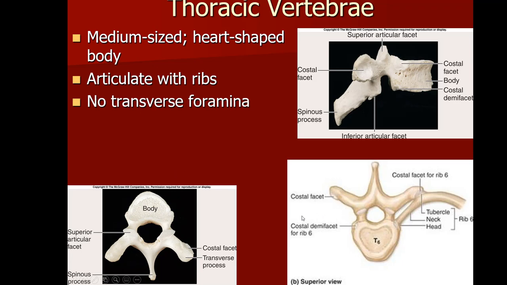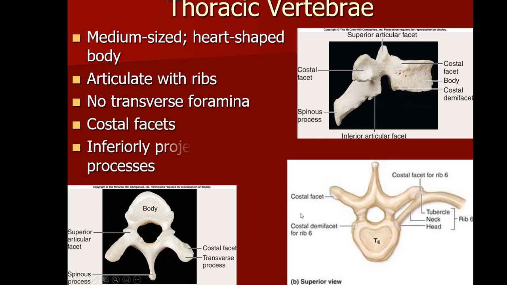There's no transverse foramina. Everything else is relatively straightforward with this. So you got the body, you got the transverse processes, you got the spinous process. They articulate with the ribs. The only other thing that's relevant is if you look at a side view, you can see the spinous process goes downward. So downward projecting spinous process.